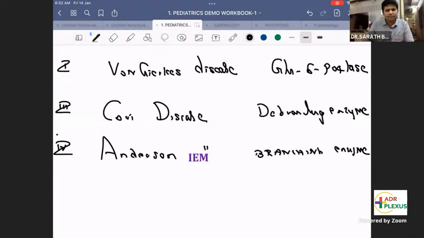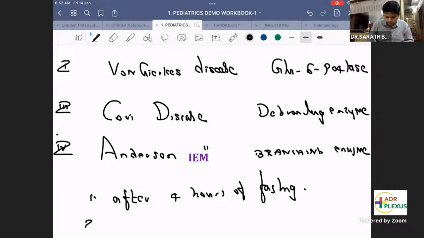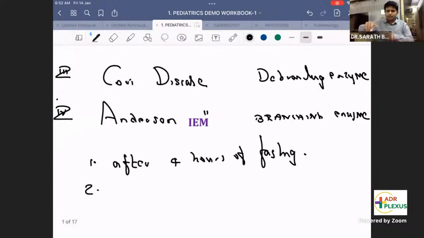What will be the manifestation? How do I know the child is suffering from a glycogenolytic disorder? Simple. A child will develop hypoglycemia after 4 hours of fasting. First clue, after 4 hours of fasting. Clue 2, increase in substrate and decrease in product. So what does it mean? The product is glucose. Decrease in product leads to persistent hypoglycemia.